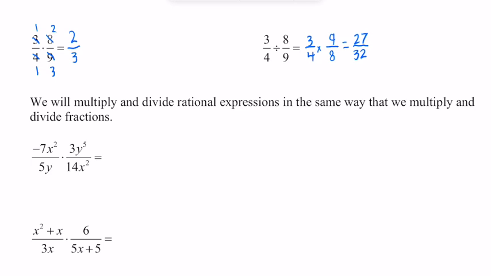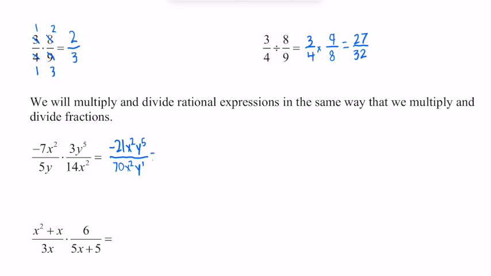For example, here, negative 7x squared times 3y to the 5th, negative 7 times 3 is negative 21, and we have negative 21x squared y to the 5th. In the denominator, 5 times 14 is 70, and we have 70x squared y, which I'm going to go ahead and write as y to the 1st.